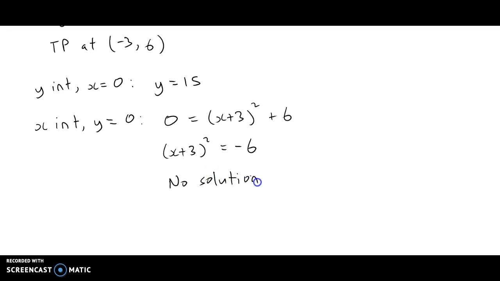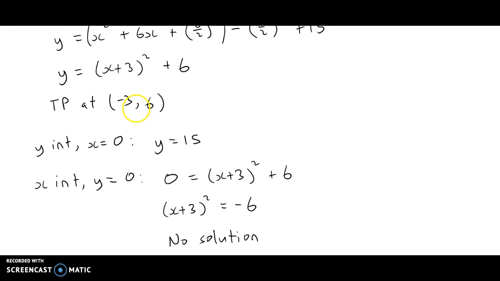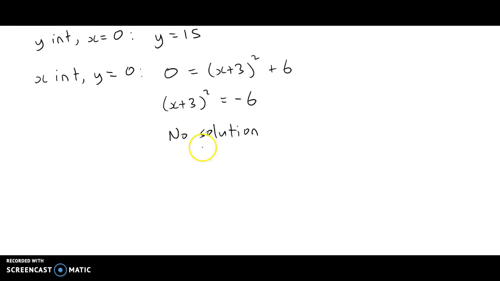Now, the reason for that is there's no way that we can square a number and get a negative. And if we come back to our turning point, we've got a turning point at (minus 3, 6). Just picture that on a number plane. We're at minus 3 and then up 6 at positive 6, and we've got a minimum turning point. So there's actually not going to be any x-intercepts on this parabola. So that's why we've got no solution.